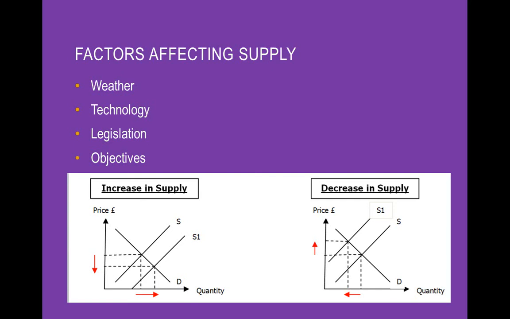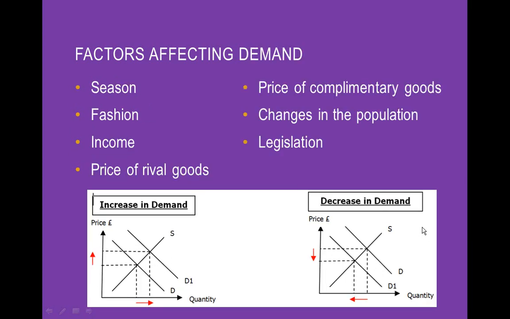Finally, our business objectives. For example, if a business had an objective to increase their market share, it might be that they are wanting to supply more to the market and are happy to accept a slightly lower price in order to gain customers off their competitors. So these four factors would all cause a shift in the supply curve because they relate to something other than price. If we look at the demand side of things now, these are factors that affect demand that again are not to do with price.